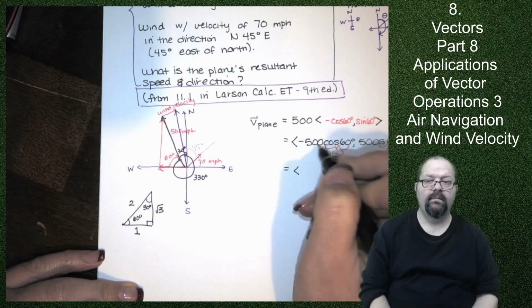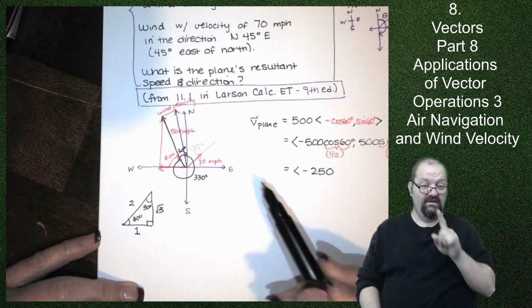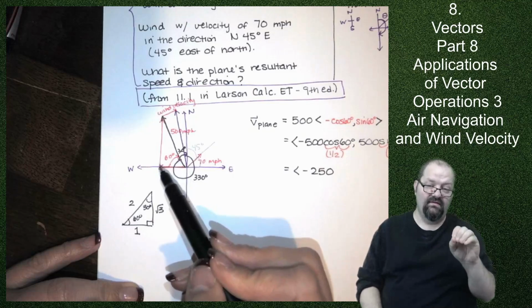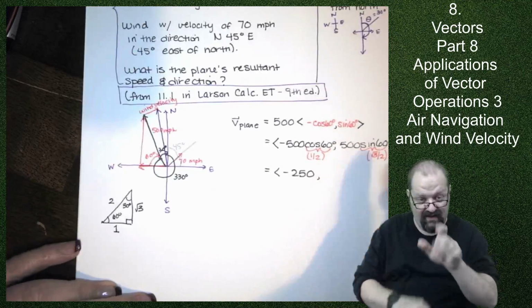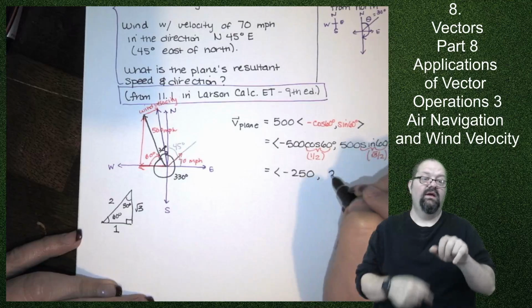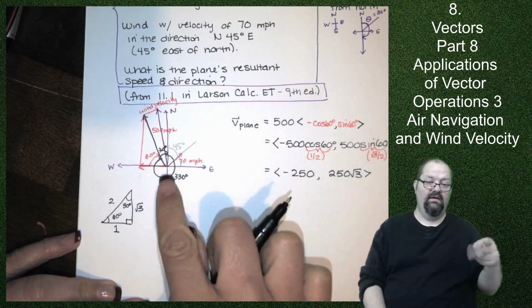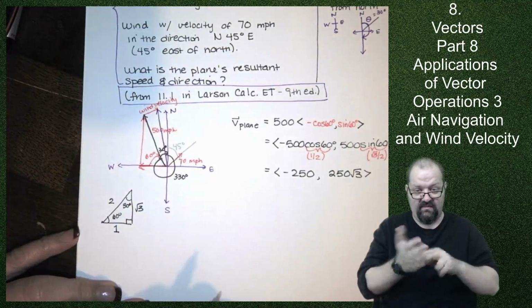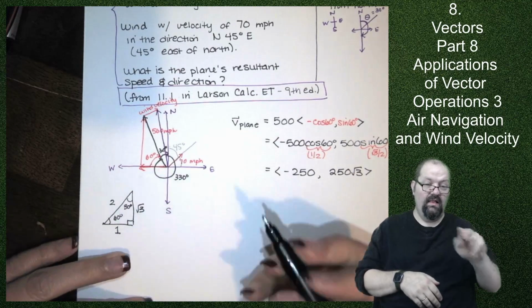So I got 1/2 of negative 500 is negative 250. That's 250 miles per hour in the negative x direction. And if I add to that 250 times the square root of 3 miles per hour in the y direction, add those two together, I get the original velocity of the plane before the wind came along.